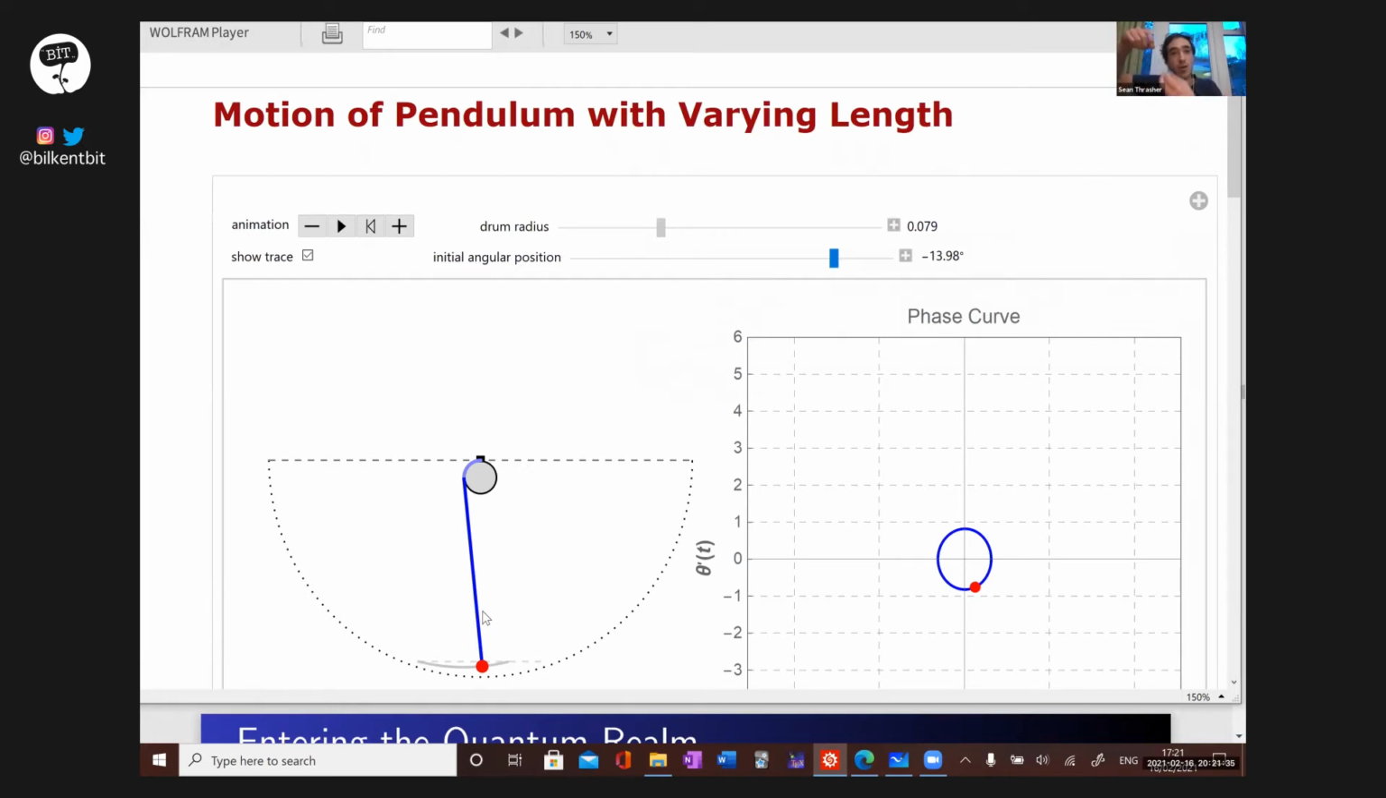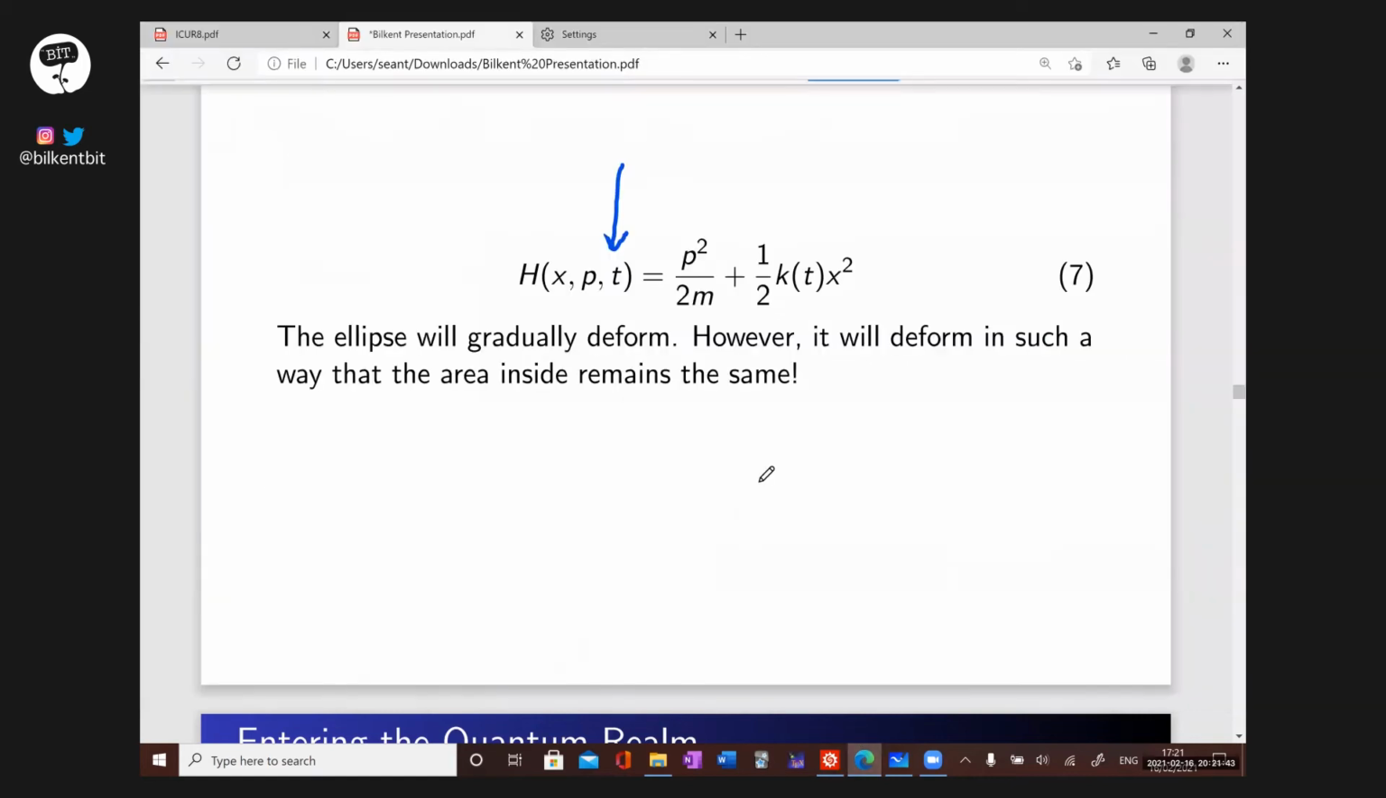I've got to lift the object up or drop it down. So the energy won't be fixed in time, and that's quite important. Yes? I have a question. When you say that the area in the phase space is constant, does that mean that the number of states it can possibly have is constant?